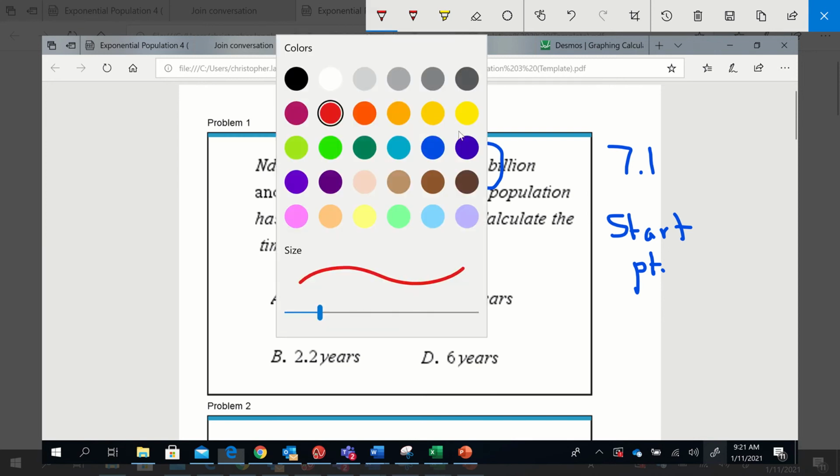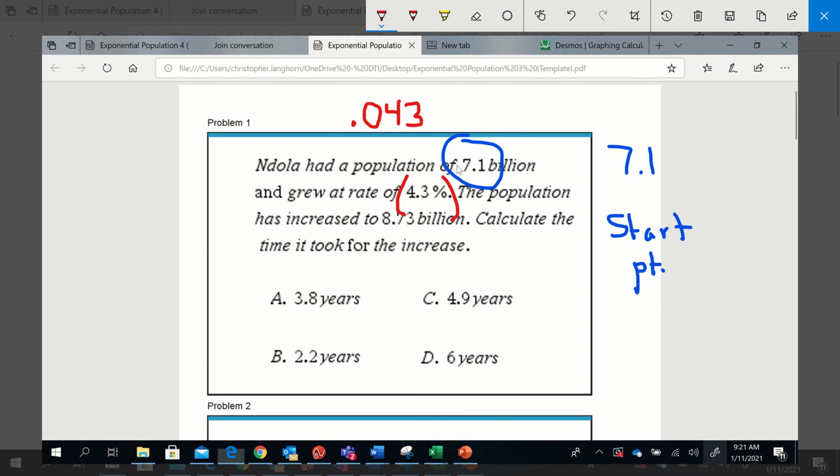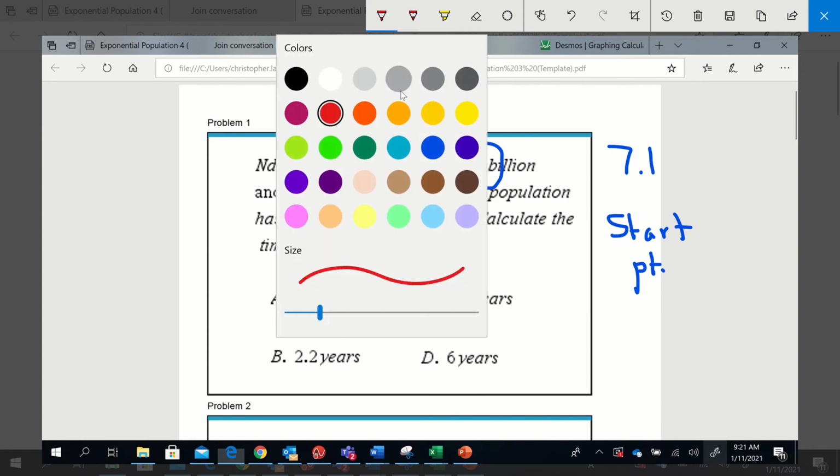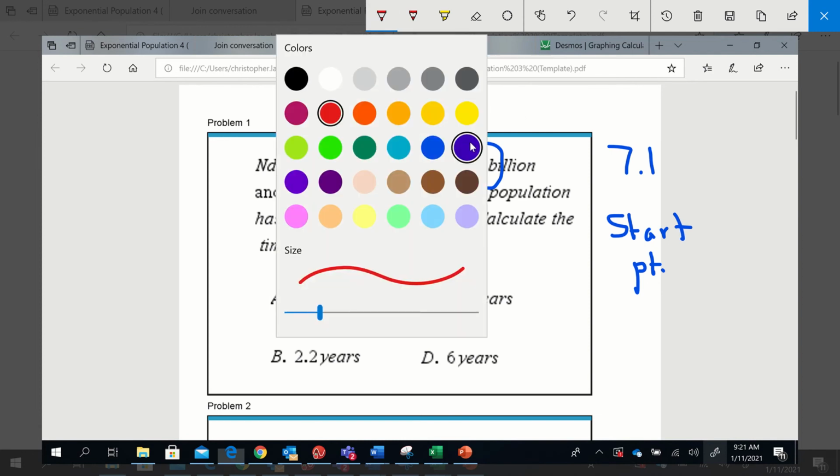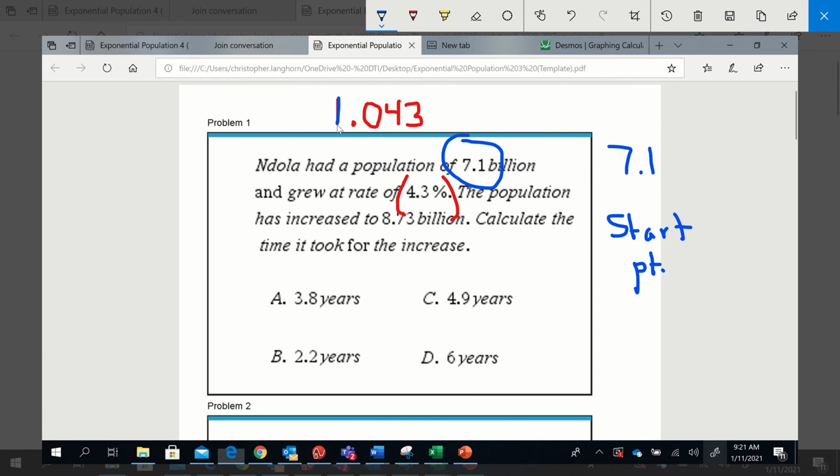So this is when we talk about how we borrowed. We borrow the 1. Actually, I should be in blue, but it's all right. We borrow the 1 to represent the 7.1. So this is why we're borrowing the 1.